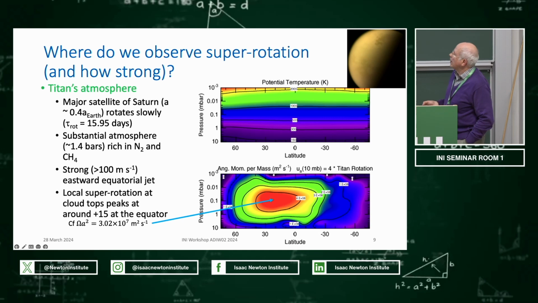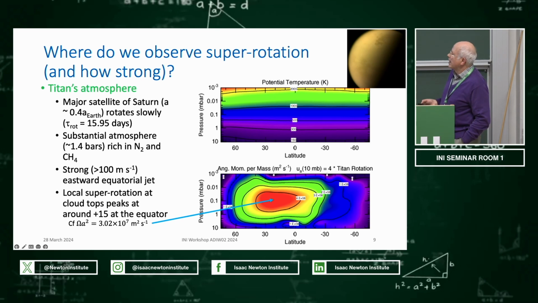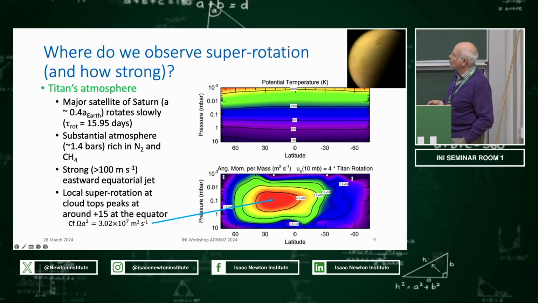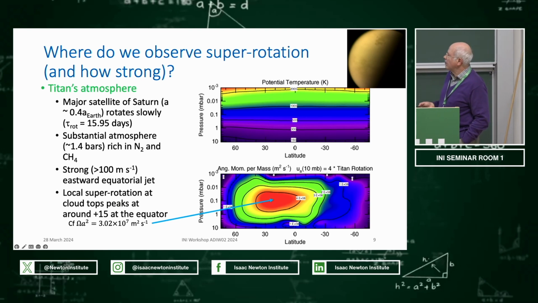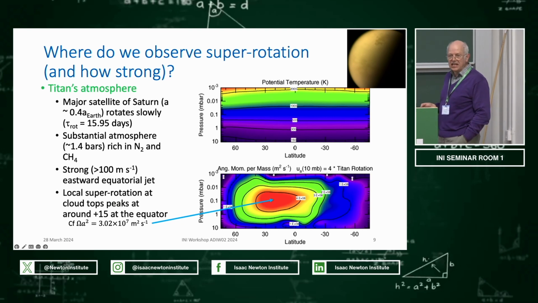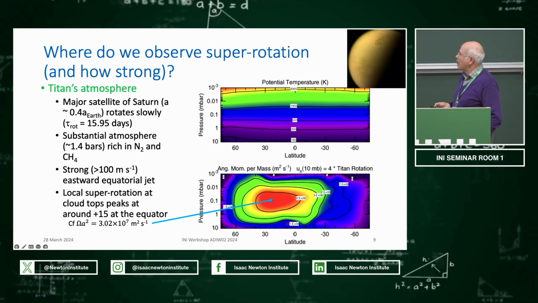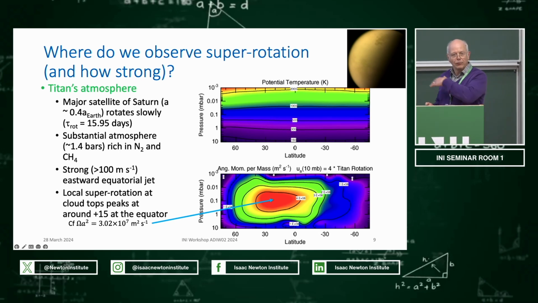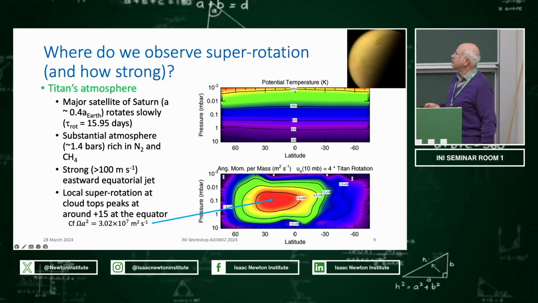You can see these are other features that are derived from observations. And taking the zonal velocity map, we can compute the angular momentum, and this turns out to be quite large. And in fact, remember with the Earth, we saw a local superrotation on the order of 1% or so. Here you're seeing values of plus 15. So there's 15 times more angular momentum locally than you would get with any part of the atmosphere that were co-rotating with the underlying planet.